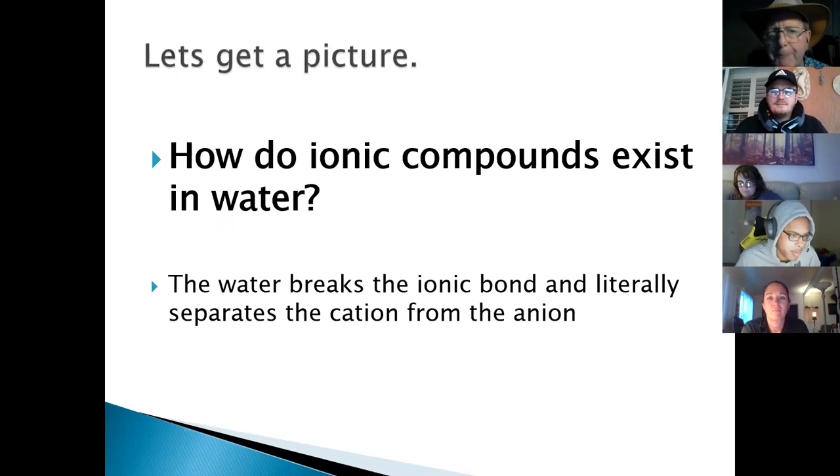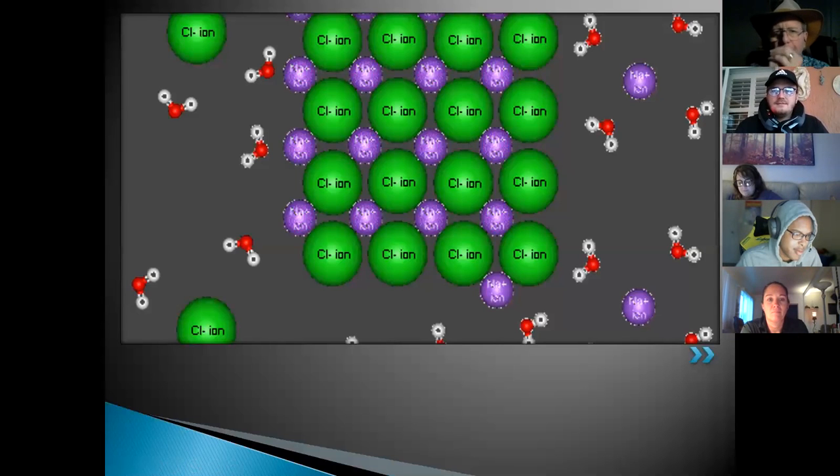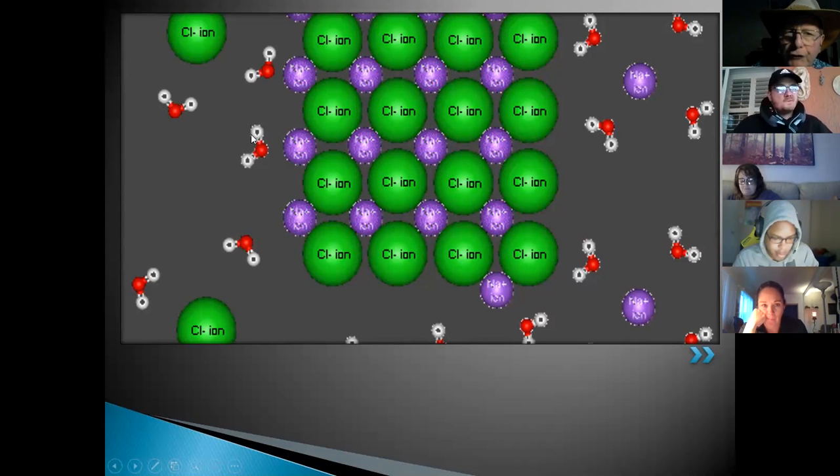Let's figure out what happens when ionic compounds exist in water. If I have something like sodium chloride, the sodiums are the purple ones, the chlorines are the green ones. What happens is there is a positive end. The hydrogens of water are positive. The oxygen is negative. This is because it is a polar molecule. The electrons spend more time around oxygen than the hydrogens. So therefore, water is a charged molecule.